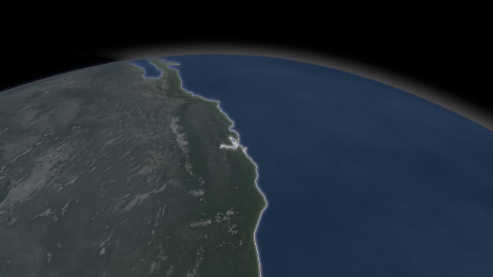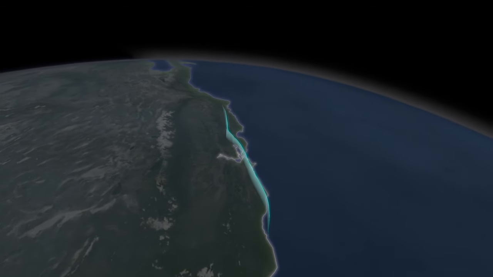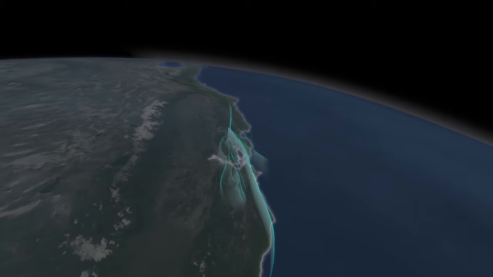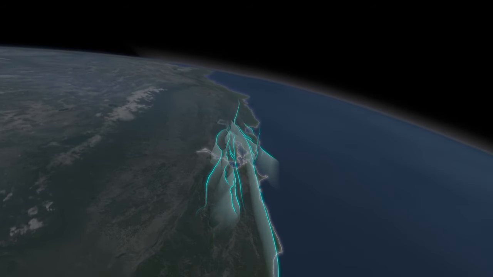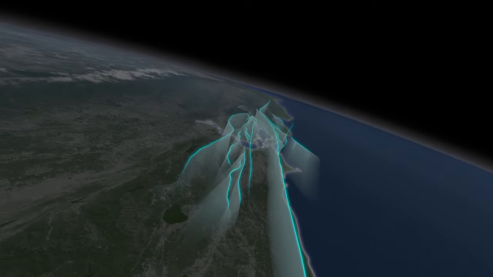Much of the movement we detect in the Bay Area takes place near the San Andreas Fault, but many other faults cut through the California coastal region, forming a complex network of fractures.